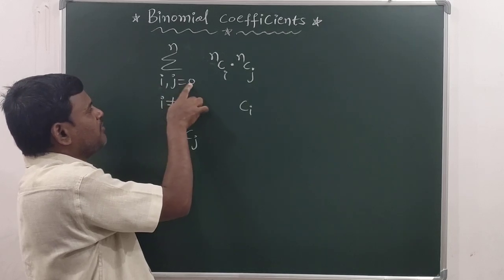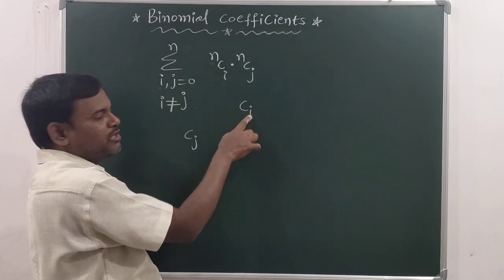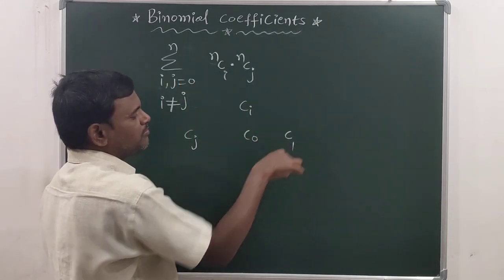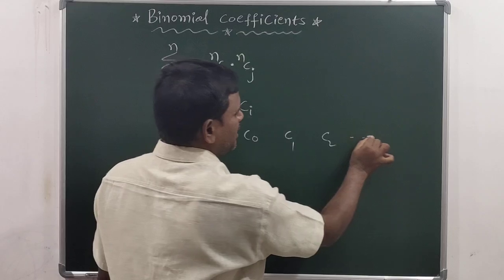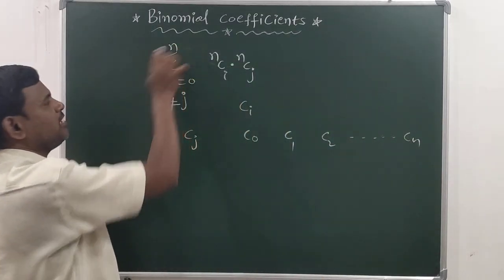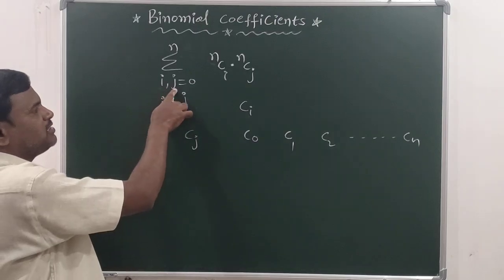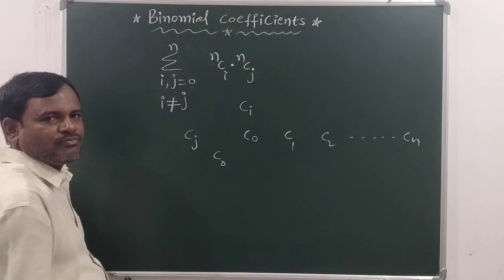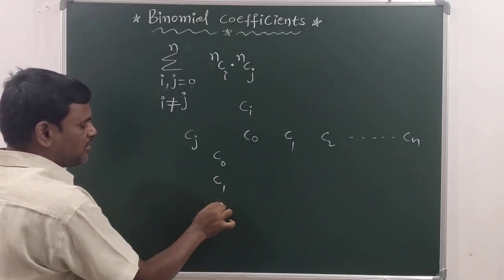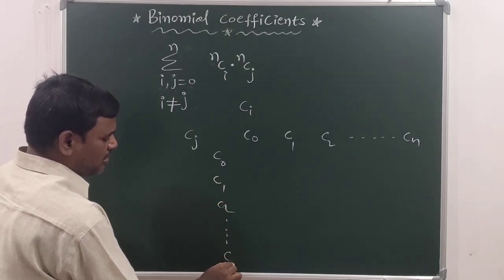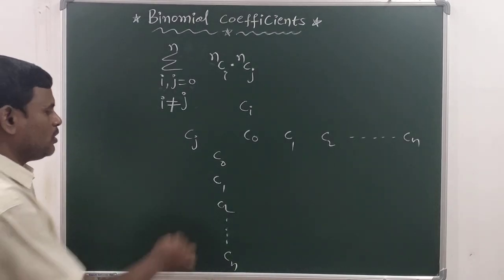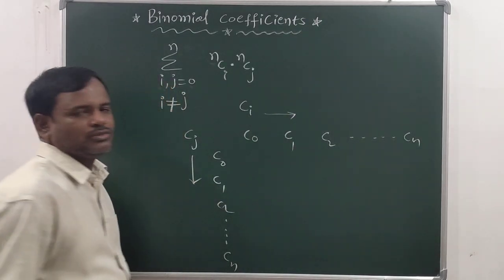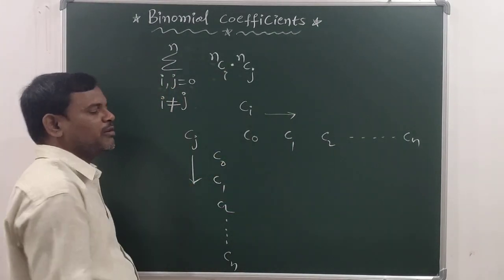So here i is running from 0 to n. If you put i equal to 0, then it becomes C0. If you put i equal to 1, you get C1, like C2 till Cn, because i is taking up to n. Now here j is also running from 0 to n. Now put j equal to 0, j equal to 1, j equal to 2 till jn. So these are Cj values, these are Ci values, whose product we have to find here.